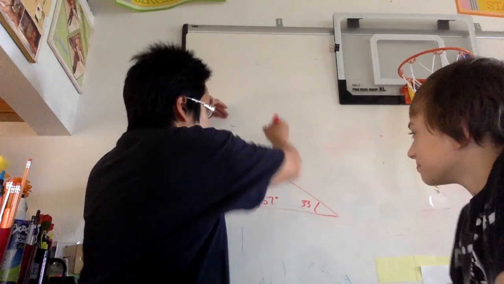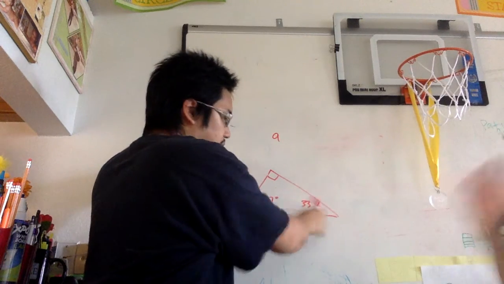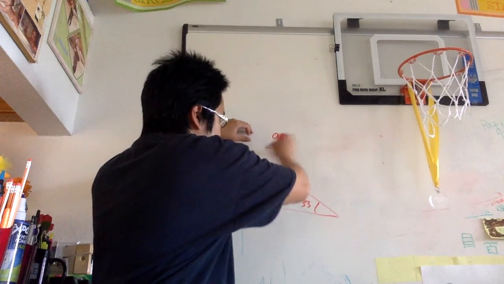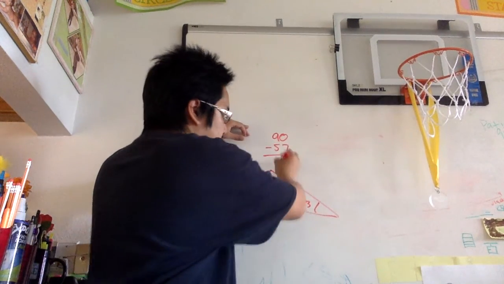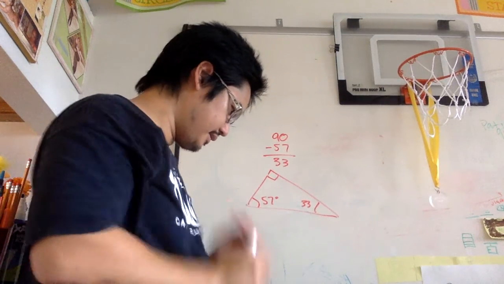Maybe the slower way of doing it is you say, all right, well, I know that this is 90 degrees, so these two have to add to be 90 as well. So 90 minus 57, as you said, is 33. Cool?